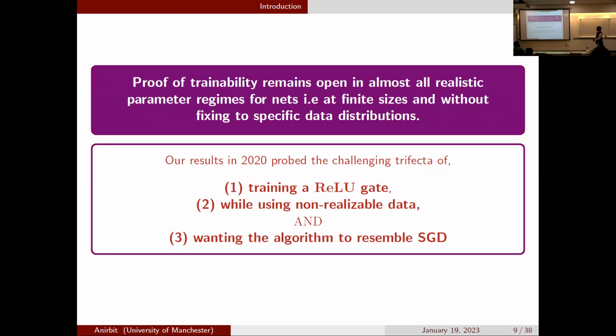Okay. So it's fair to say that the proof of trainability remains open in almost anything useful. Any useful neural network architecture, data, the proof of trainability is not clear.